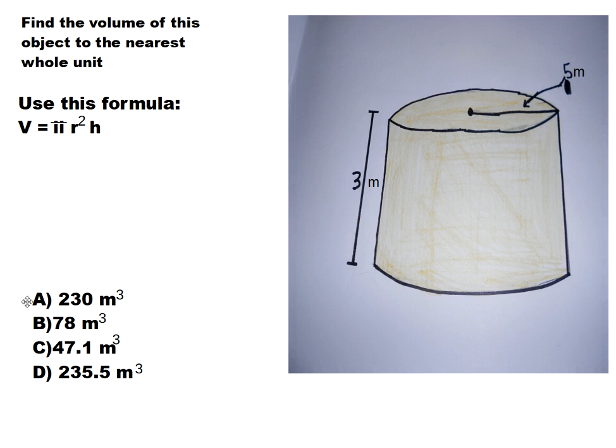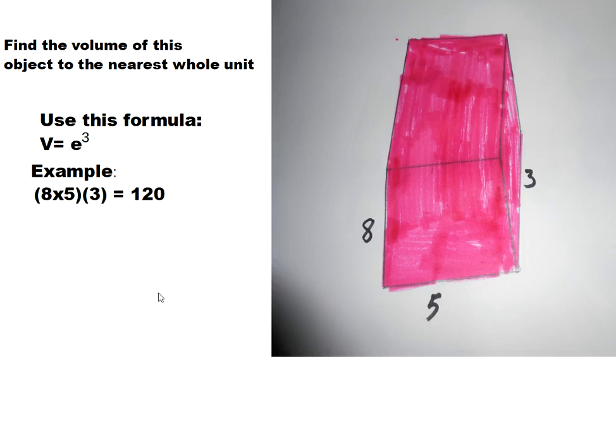Did you get it? Okay, let's go to the next one. The next one is a cube. You solve the cube. This is easier. So use this formula: volume equals side to the power of 3. Volume equals side to the power of 3. That means side cubed.